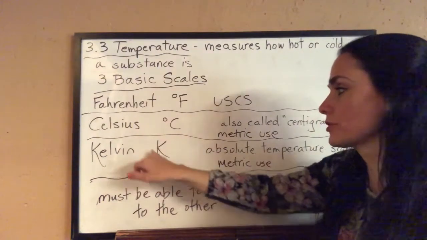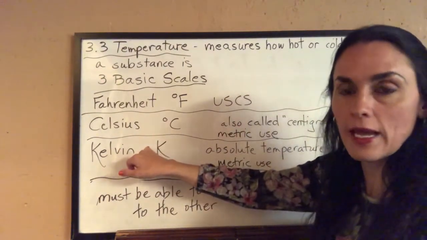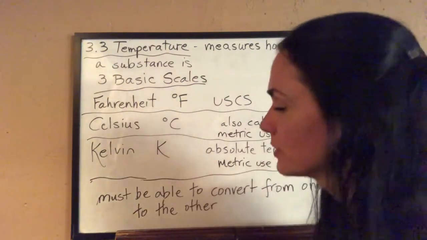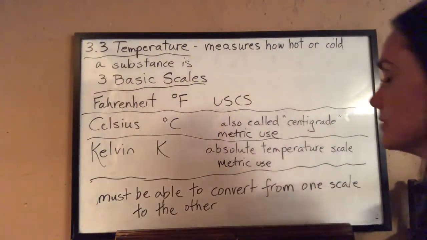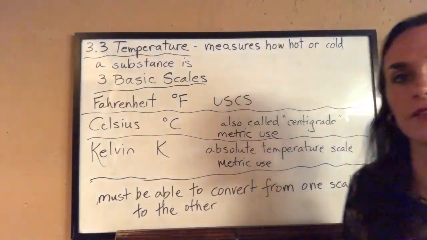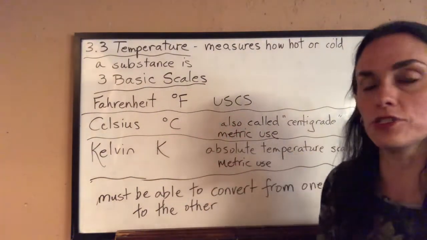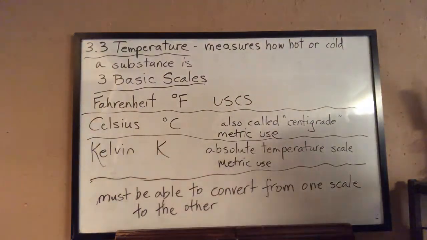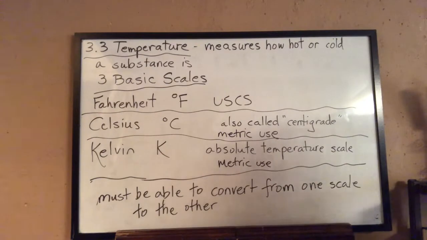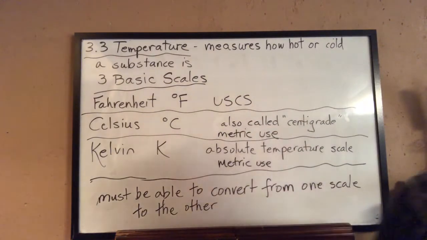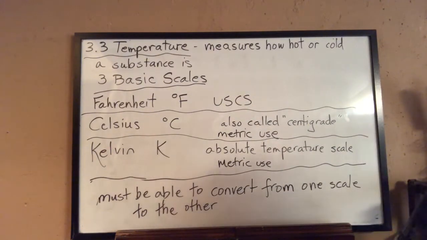Kelvin has no degree sign in front of the capital letter K. That's not a mistake. That's intentional. That's how the temperature symbol is written for Kelvin. The Kelvin scale is an absolute temperature scale, meaning you do not have negative numbers. With Fahrenheit and Celsius, you can have negative numbers. With Kelvin, we do not. We'll talk about the Kelvin scale in a little bit. We must be able to convert from one scale to the other, and we will learn the formulas and do examples of converting temperature from one scale to the other.